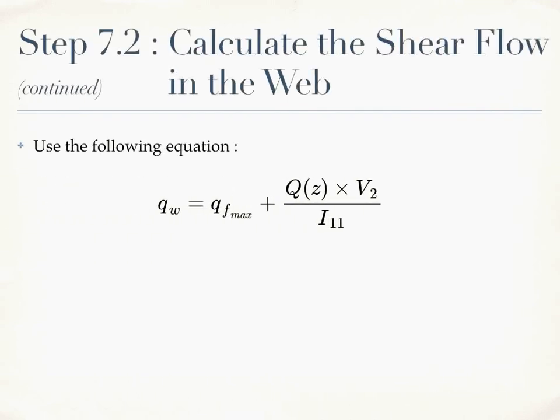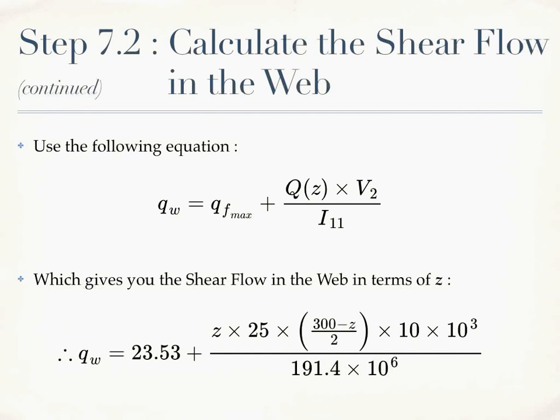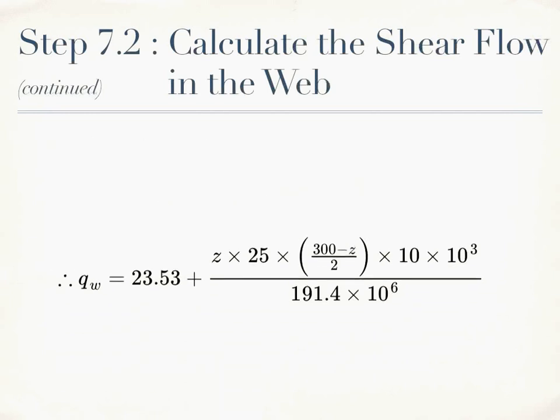Now we're going to calculate the shear flow in the web. In order to do that, we're going to use the following formula. The shear flow in the web is equal to the maximum shear flow in the flange plus the contribution for the shear flow in the web, which is expressed in terms of the axis Z. We can now plug in our values and get a complete expression for the shear flow in the web in terms of Z.